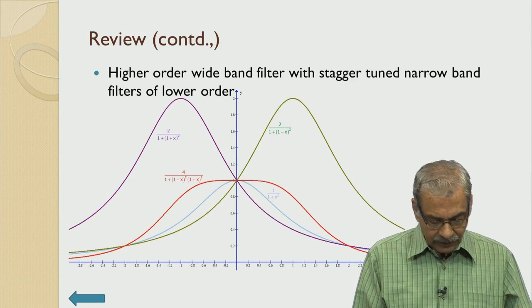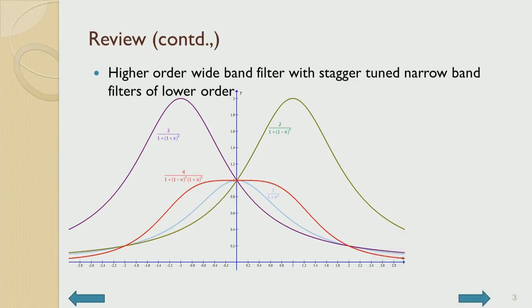Now this is another part of filter design that we can discuss: a higher order wide band filter with staggered tuned narrow band filters of lower order. How do you bring this about? Let us say we are starting with this function, which is 1 by 1 plus x squared. That is the Butterworth function of first order that is plotted here. Around x equal to 0, this is going to give you the characteristic this way.